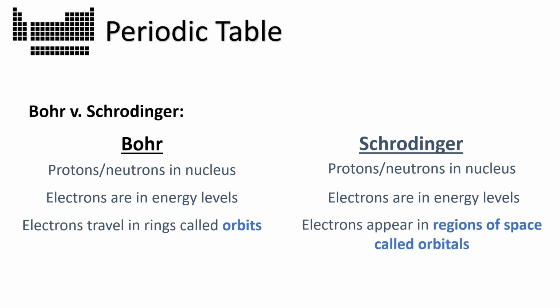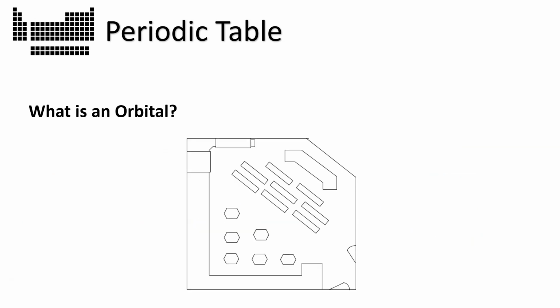The difference is how they are arranged, or the shapes, we'll call it, of their motion or where they are. The Bohr model has electrons traveling in very specific rings called orbits, whereas this quantum model says the electrons appear in regions of space. And that's a good set of words to focus on here as you're figuring out what an orbital is: regions of space where the electrons are most likely to appear.